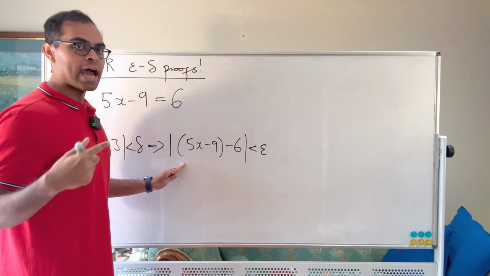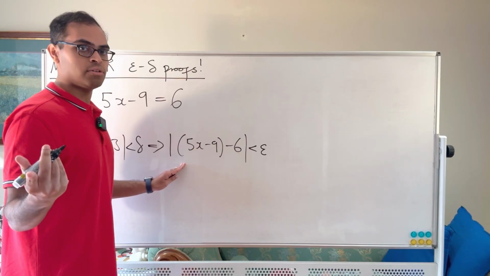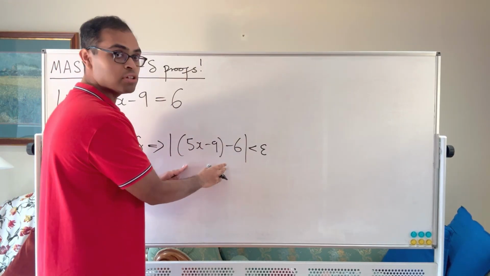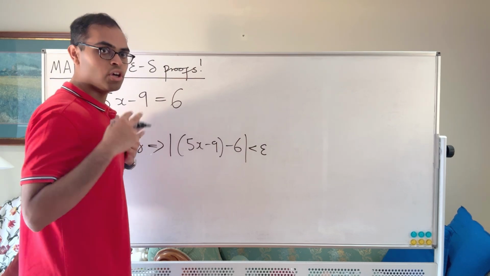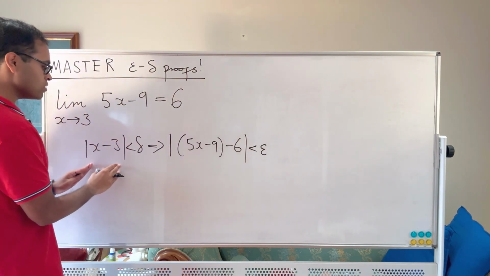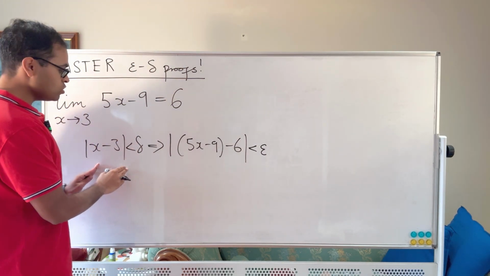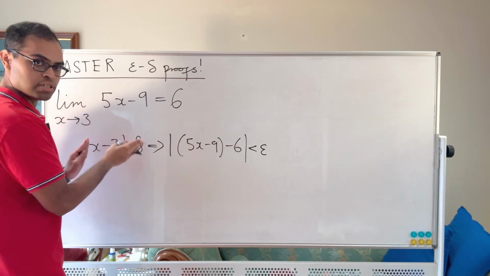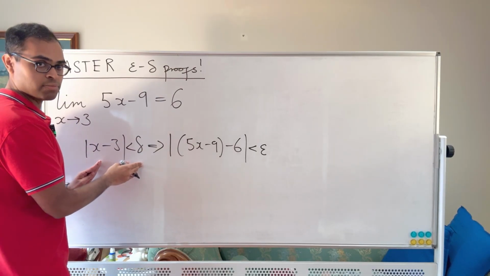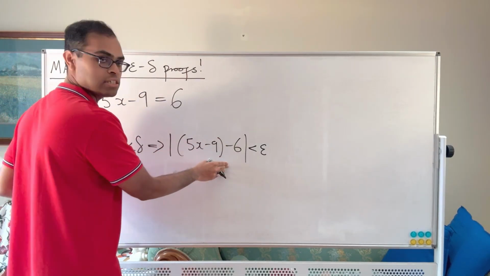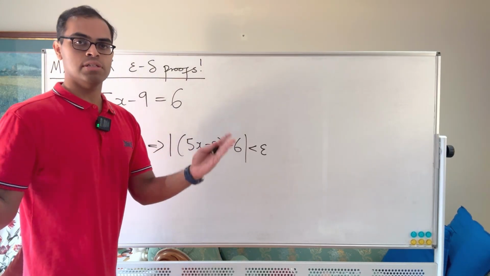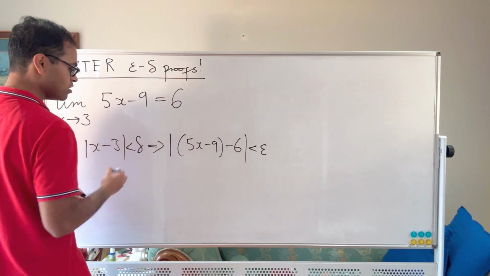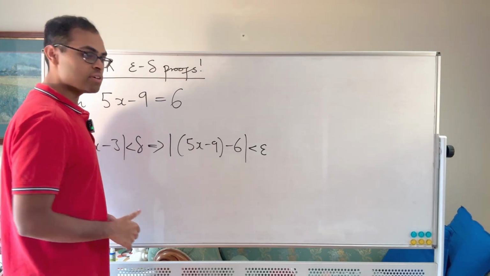Another way of saying that is that for each epsilon greater than 0, for each degree of closeness from 5x minus 9 to 6 that I choose, you can find a degree of closeness from x to 3 that ensures that as long as absolute value x minus 3 is less than delta, this is going to be satisfied. 5x minus 9 minus 6 is going to be sufficiently small. So the delta we want to find is going to be solved in terms of epsilon.